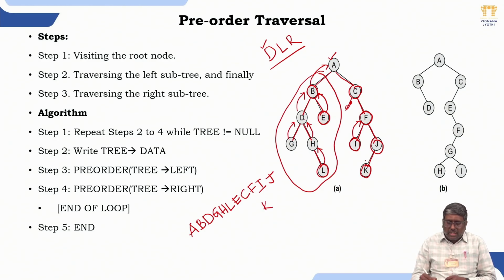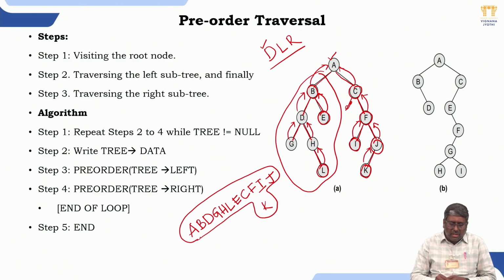Again K is a leaf node, then go back to the parent of K, again go back to the parent of J, again go back to the parent of F, again go back to the parent of C, which is nothing but A. Now we have visited all the nodes in the given tree by using this order. Now this order is called a pre-order traversal.